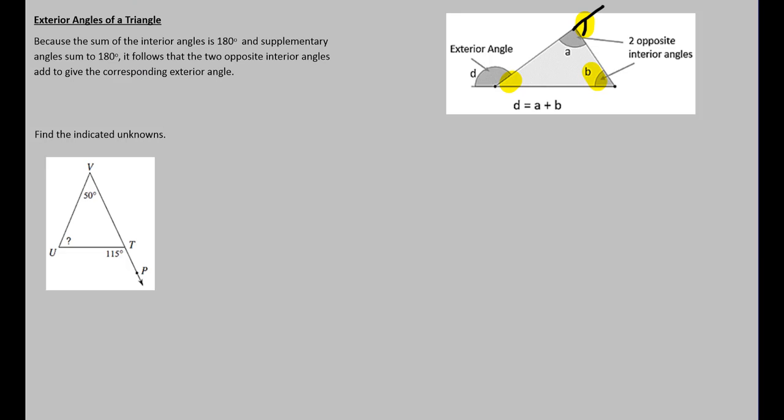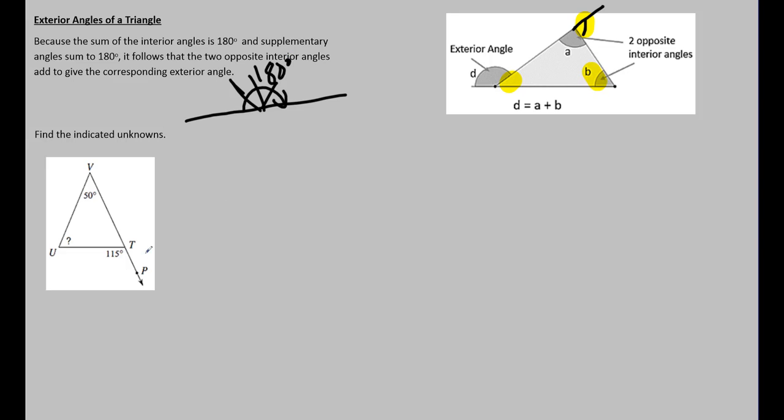So in this example here, find the indicated unknown. We have an exterior angle of 115, and then the opposite two interior angles are these two. It's not this one because this one's right next to it. This would be a supplementary angle, and supplementary, in case you forgot, is the straight line theorem. So if I had a straight line, all straight lines add up to 180 degrees. Even if I split it into 4 ways, I can add all these up and they'll get to 180.